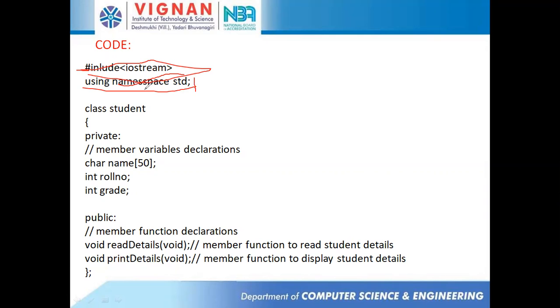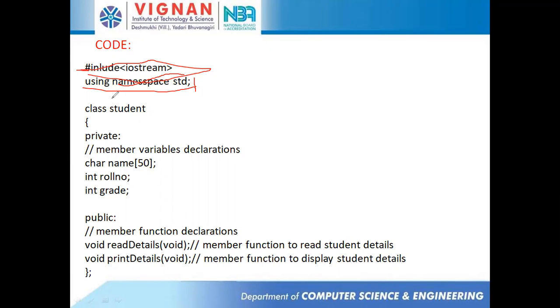So for the same purpose, we are using namespace std here, right? Suppose the same variable names or same class names are used here. We need some additional information to differentiate those. That additional information is provided by using namespace std here.